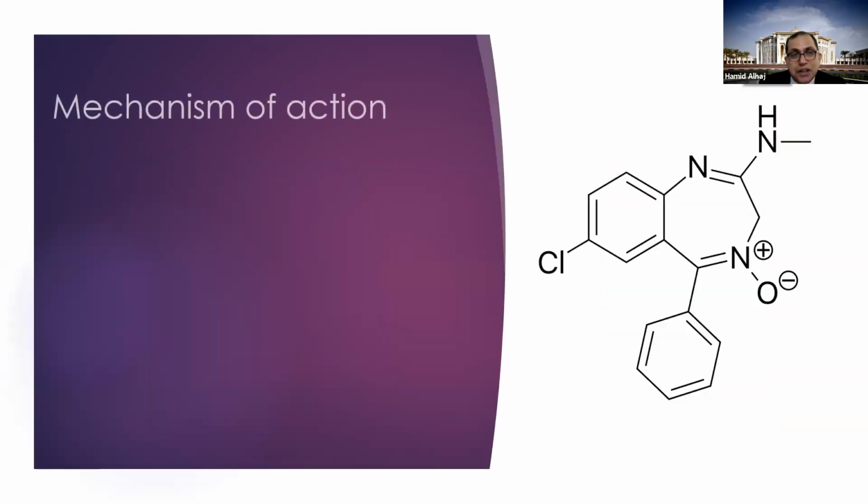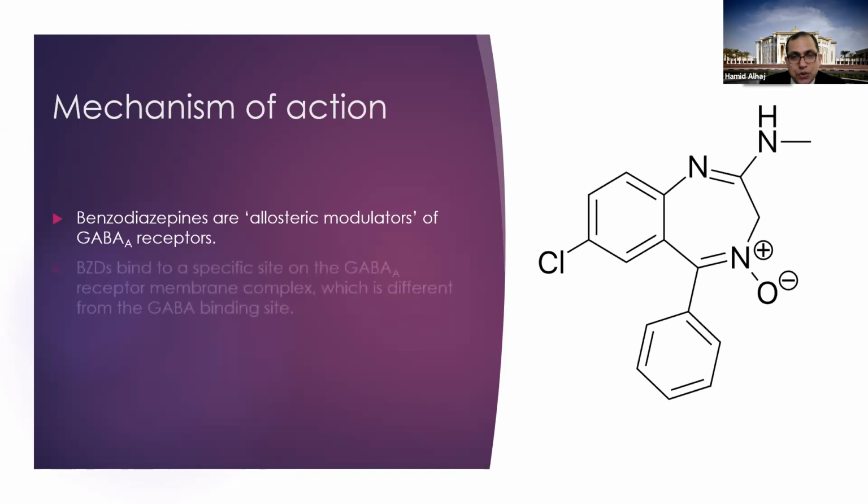Now the way benzodiazepines work: they are allosteric modulators of GABA-A receptors, and as many of you will know, GABA is the inhibitory neurotransmitter. The reason we say allosteric modulator instead of agonist or antagonist is because they bind to a specific site of the GABA-A receptor membrane complex, which is different from the site where GABA binds.